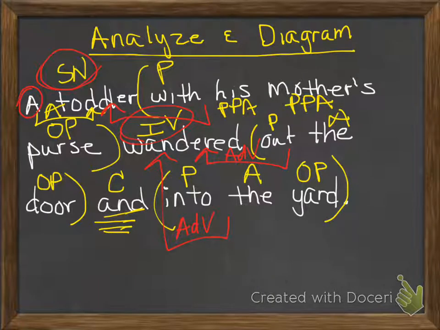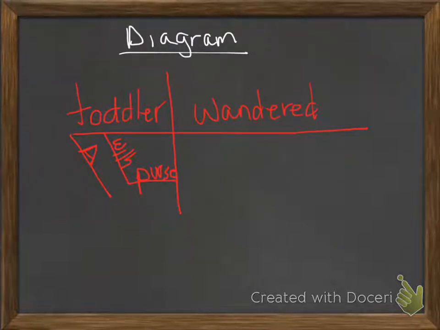And what things are modifying the purse? We have two possessives. Mother, and then his is modifying mother. Okay? Not his purse. It's not modifying purse. It's modifying mother. So we need to make sure we put that right. Mother's is modifying the purse. It's telling whose purse it is. His is telling us whose mother. So his is modifying mother.